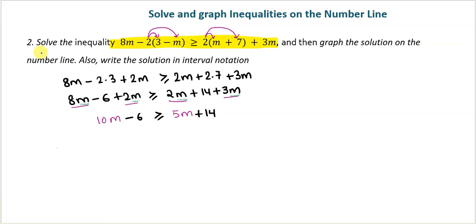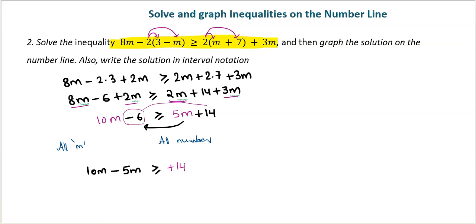Now, next what you have to do, bring all m on one side and all numbers on the other side of the inequality. So let's do one thing, 10m here. You are moving 5m to the left side, so it becomes minus 5m greater than or equal to. You already have 14 on the other side with the positive sign. Let me write it. You have plus 14 on the other side. And this minus 6 moves to the right side. So minus becomes plus 6.